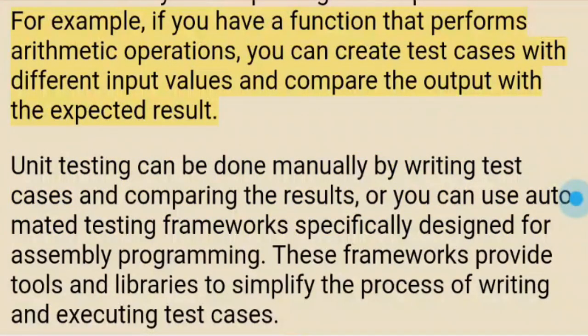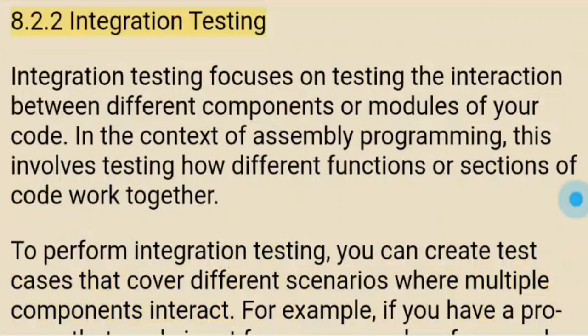For example, if you have a function that performs arithmetic operations, you can create test cases with different input values and compare the output with the expected result. Unit testing can be done manually by writing test cases and comparing the results, or you can use automated testing frameworks specifically designed for assembly programming. These frameworks provide tools and libraries to simplify the process of writing and executing test cases.